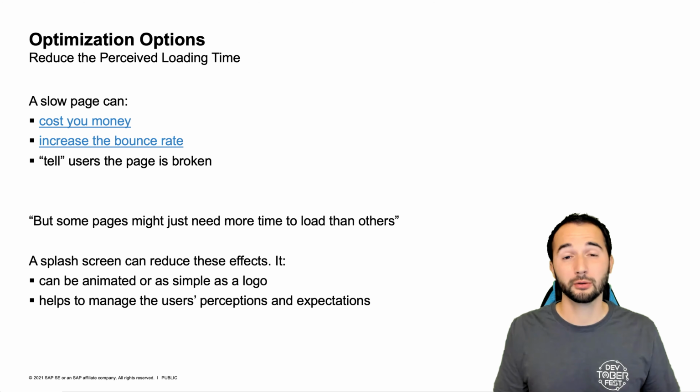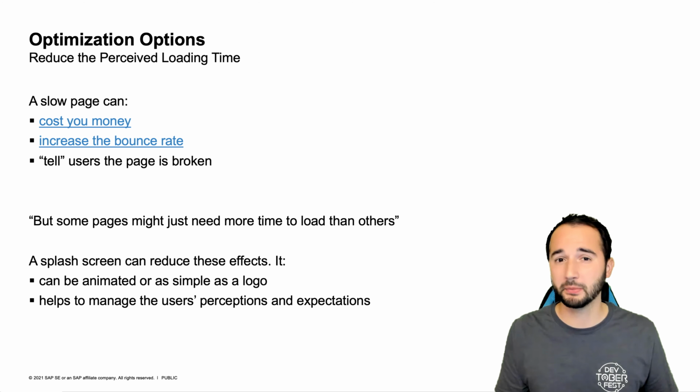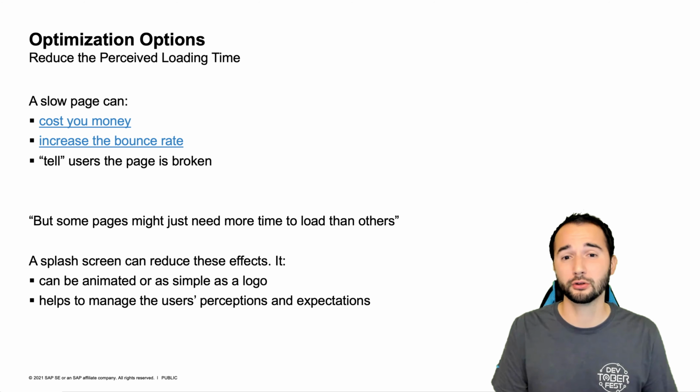Because there are obviously some applications that you cannot just make faster. There are technical limits that prevent you as a UI developer from improving this. But what you can do is adding a splash screen. And a splash screen can be animated, it can be as simple as a logo, but it definitely helps you to manage the expectations of your user and to manage the perception of the loading time.